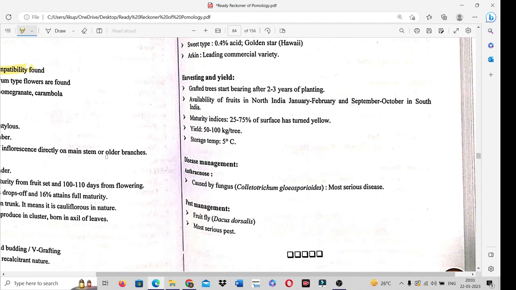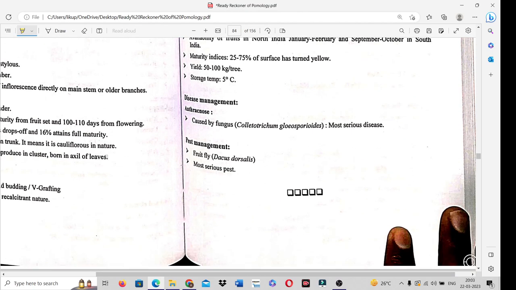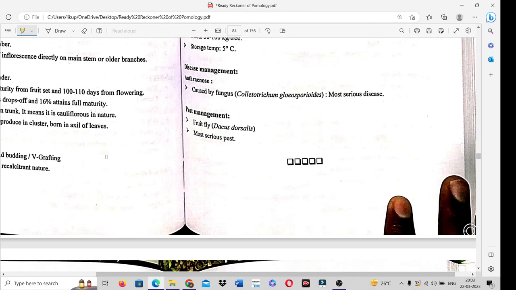Harvesting and yield: trees start bearing after 2 to 3 years of planting. Availability of the fruits in North India is September, October, and in South India it is also available. Maturity index is when 25 to 75% of the surface is found yellow. Then yield is 50 to 100 kg per tree. Storage temperature is 5 degrees centigrade.